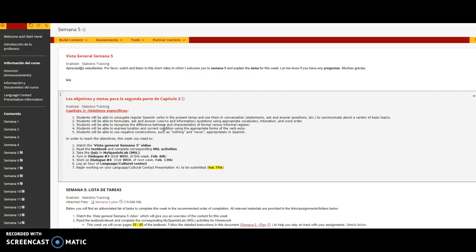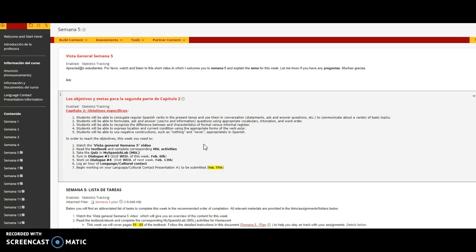So we are going to be completing capítulo 2, and as you do that, you will be able to conjugate regular Spanish verbs in the present tense, and be able to use them in conversation, such as statements, asking, answering questions in order to communicate about a variety of basic topics. You'll be able to formulate, ask and answer questions, including both yes-no types as well as those requesting information, using appropriate vocabulary, intonation of voice, and word order.